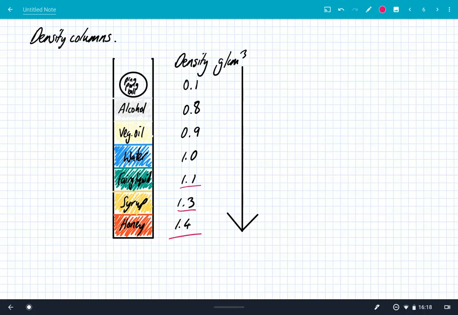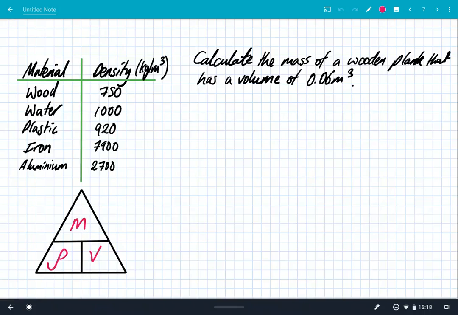up the column to the least dense, which if you've got a ping pong ball, which has a density of 0.1, so it floats on top of the alcohol, which itself is on top of the vegetable oil, and so on. So you have the most dense at the bottom, and at the top of this density column, you have the least dense materials. So it's a really nice visual way to see the effects of density on floating and sinking.